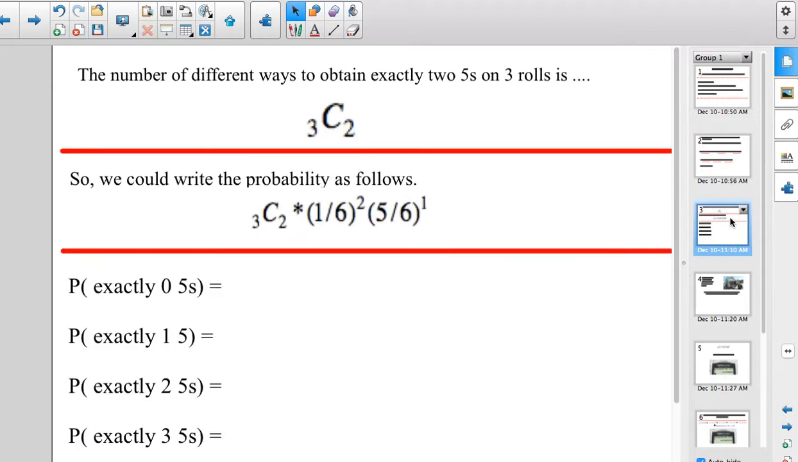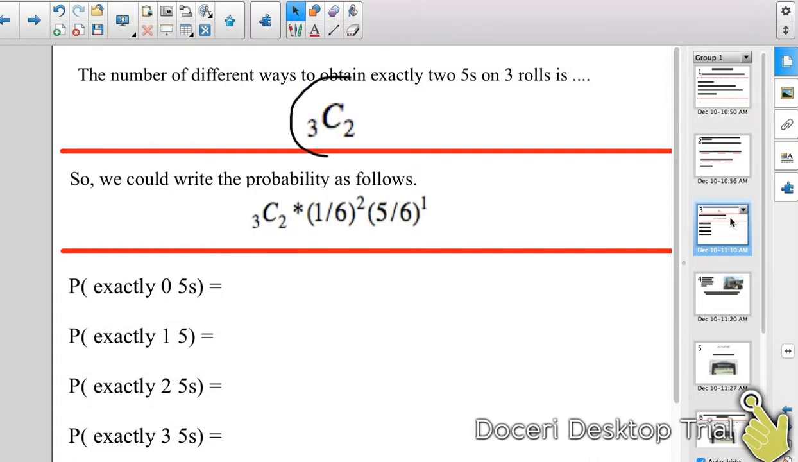But let's look at this in a different way. If we really want to count the number of ways to get exactly 2 5s out of 3 rolls, we would say the number of ways to do that is 3C2. Now, each of those ways has probability 1/6, 1/6, 5/6, which is 1/6 squared, 5/6 to the first. So the total probability would be 3C2 times 1/6 squared times 5/6 to the first.